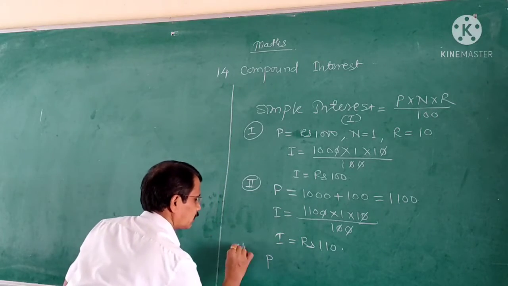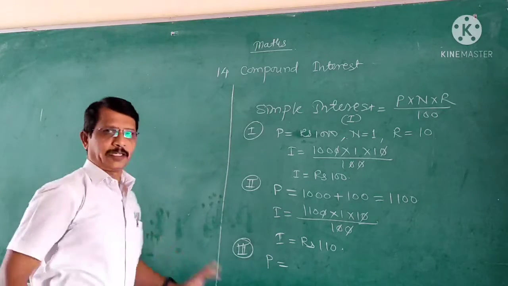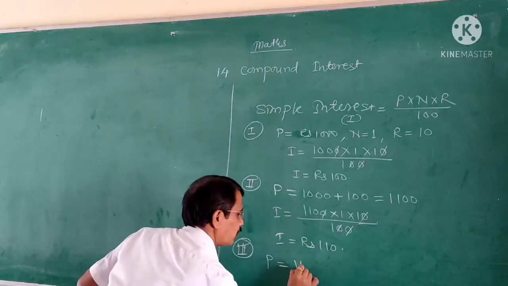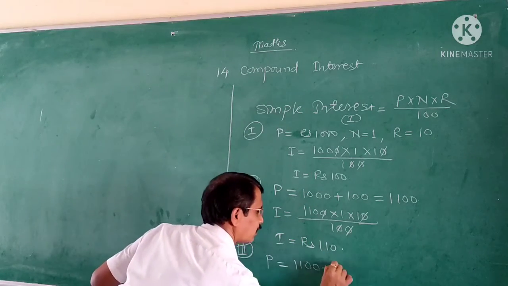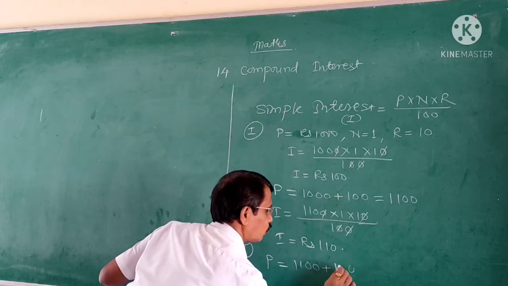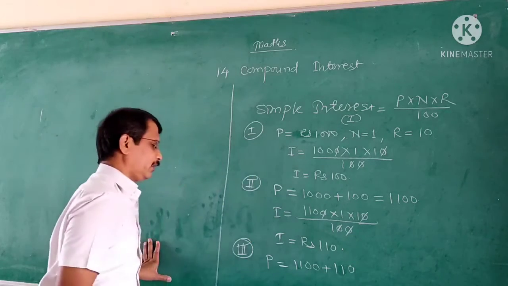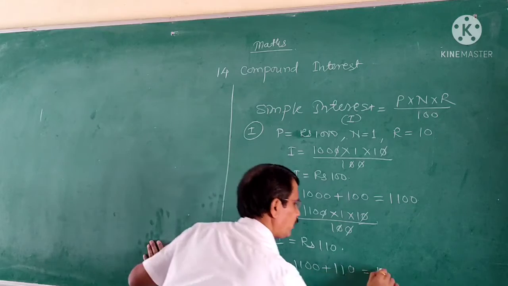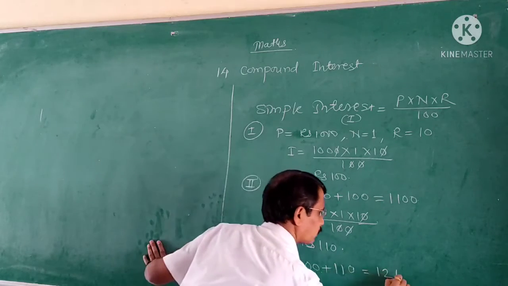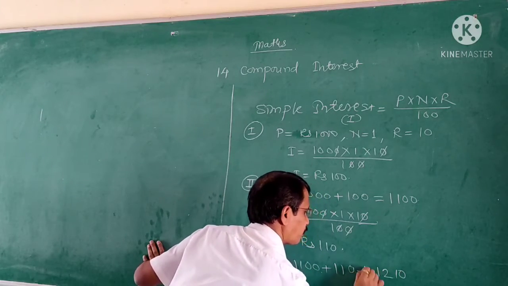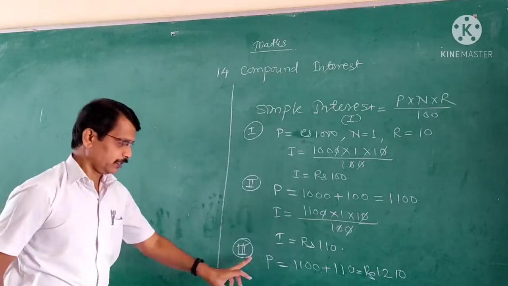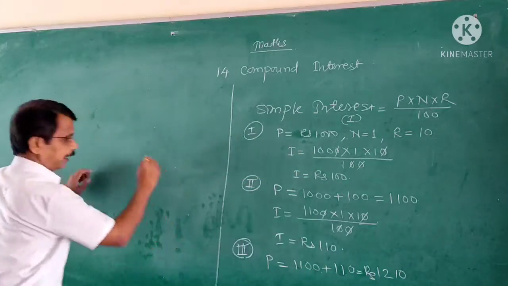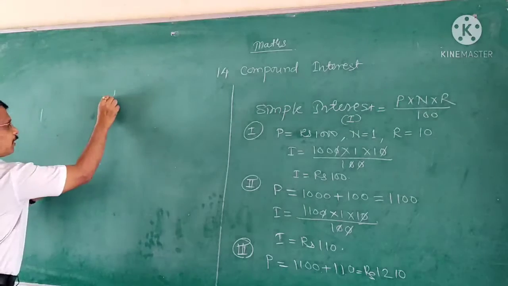in the third year the principal becomes 1100 plus this 110, it becomes 1210. This means the third year principal is 1210. Again use this formula.